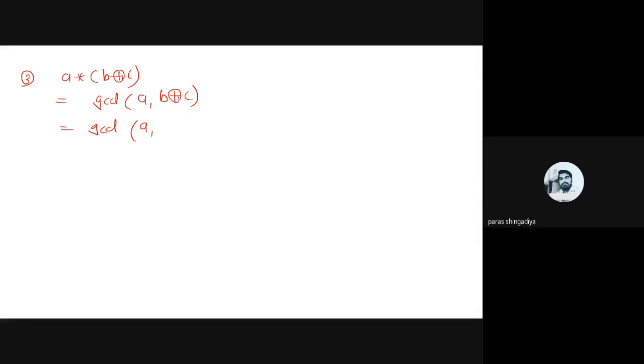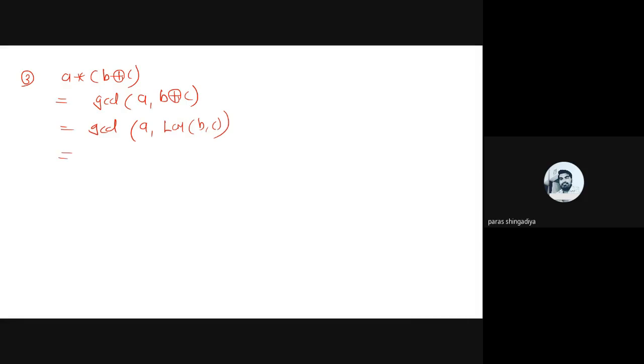Okay, so let us prove the distributive law. So in this data we have A star (B ring sum C), that is equal to GCD of A comma (B ring sum C). B ring sum C means LCM of B comma C.